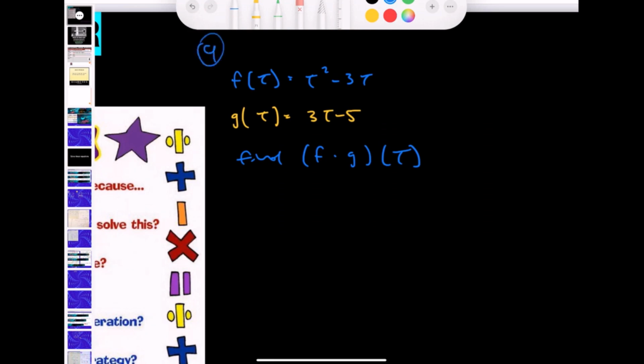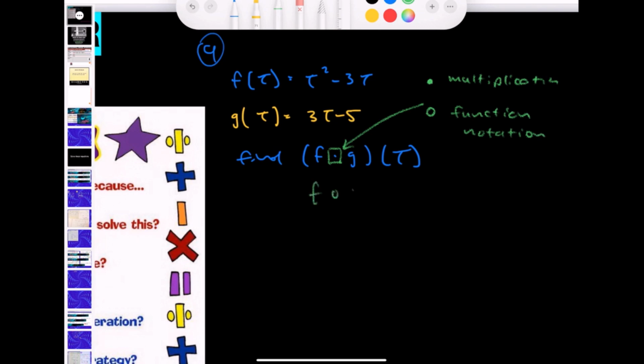F of t, g of t, okay. So I realize that people are getting lost on this symbol right here. If it's a dot, that's multiplication. If it's an open circle, this is your function notation, where you're going to put, if that was the case, it would have been something like f circle g of t, and then you would do g of t goes into f. Well, this problem is just a dot, so it is just multiplication.